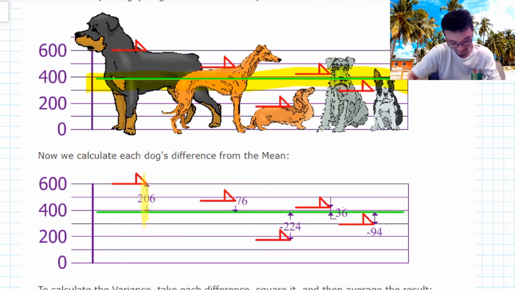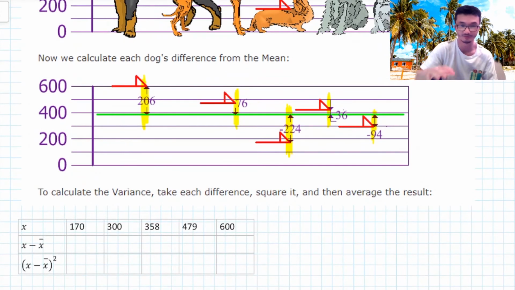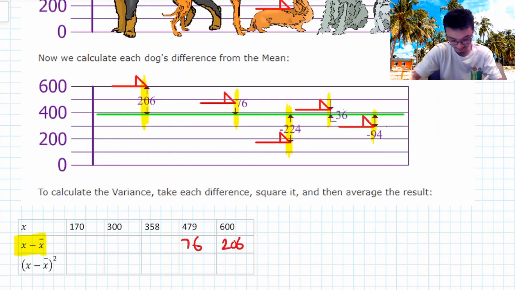You can see this guy here is 206 above the mean or the average. This guy's 76 above. This guy's 224 below. This guy's 36 above, it looks like. And this guy's 94 below, okay? So that's the first thing, they take the difference. And typically they'll arrange it in a table like this, so all these numbers would just go into this table over here. We can fill that out: 206, 76, 36, 94, and 224, okay?